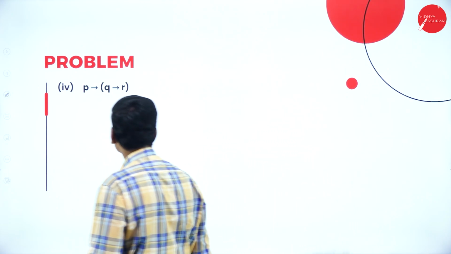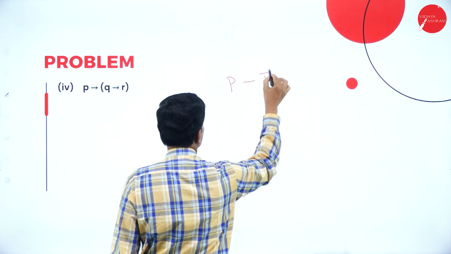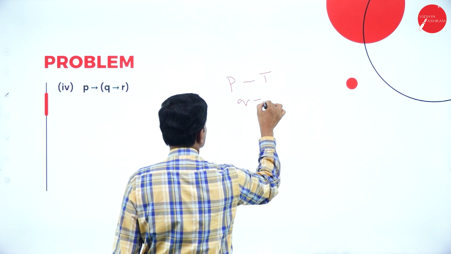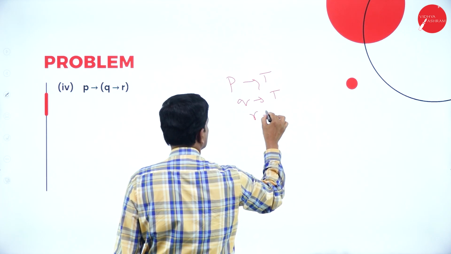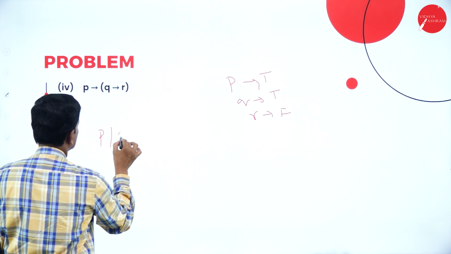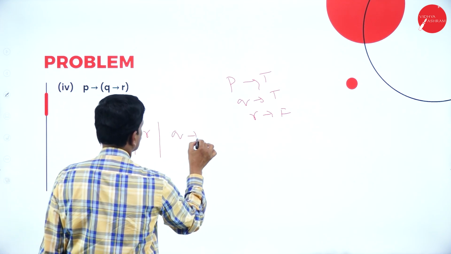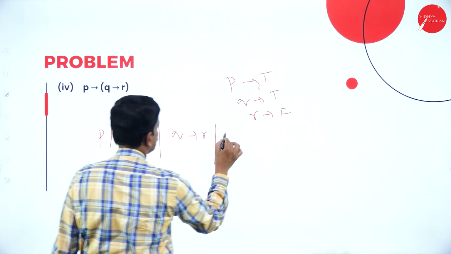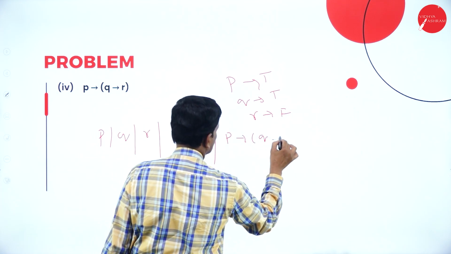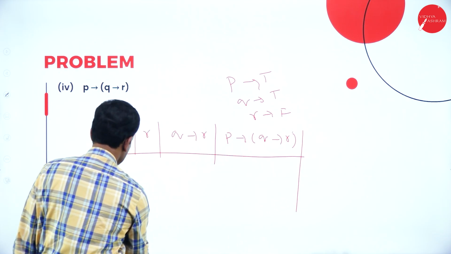Same, P conditional to Q conditional to R. So we know what P is. The truth value of P is T. Q is also T. And for R it is false. Now split this. P, Q, R. Write down Q conditional to R. Then P conditional to Q conditional to R. That's it. Okay. See here.